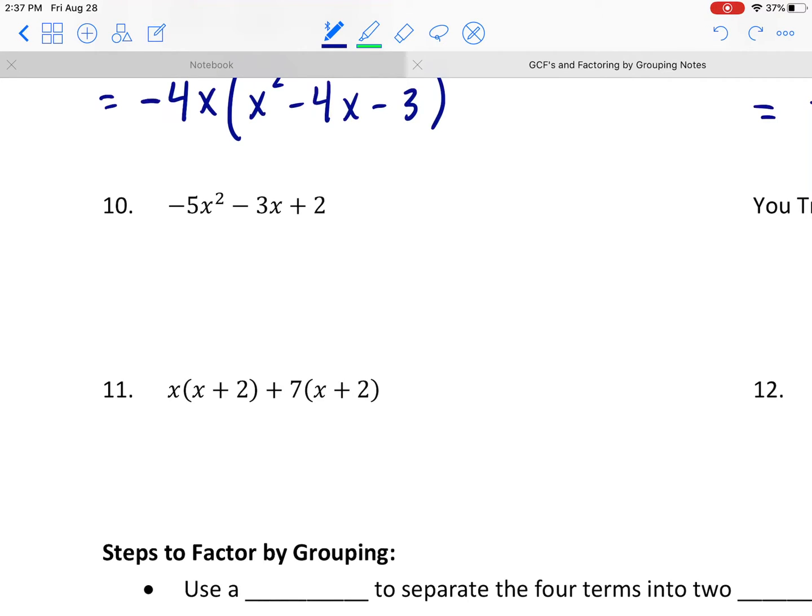However, if the first term's negative, even if the terms have nothing else in common, we still want to factor that negative out. So I'm going to factor out a negative 1, and that's going to give me a positive 5x squared, a positive 3x, and then a negative 2 remaining. So we have to make that GCF negative even if it's just a 1.